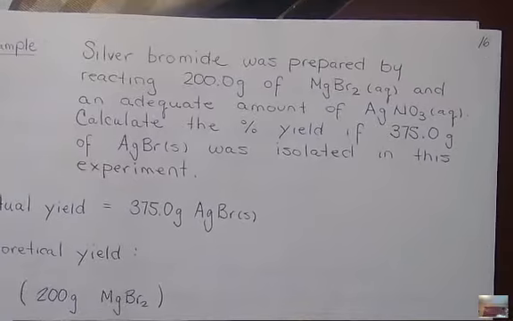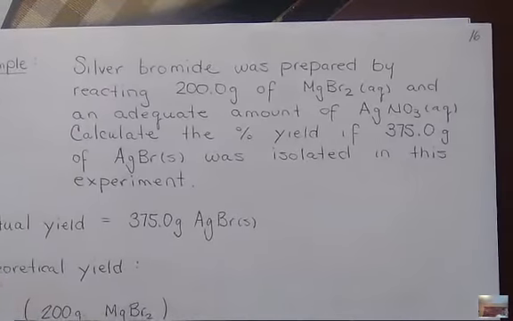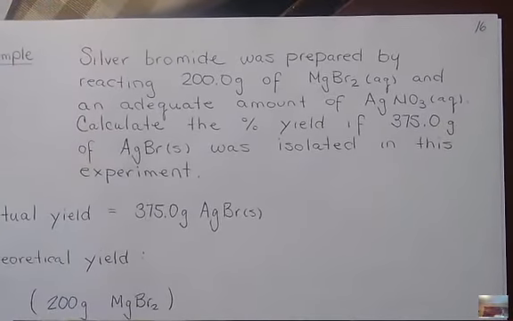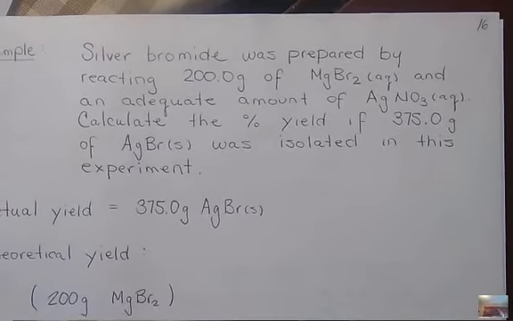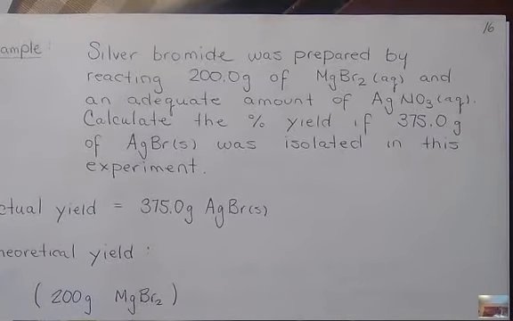Okay, let's do one more, and that'll be a perfect place to stop. In this reaction, silver bromide was prepared by reacting 200.0 grams of magnesium bromide and an adequate amount of silver nitrate. So adequate amount means that it's in excess. So this is going to be an easier question.